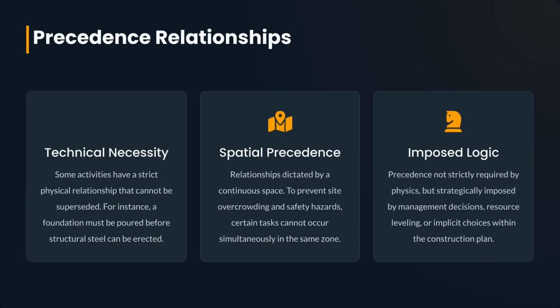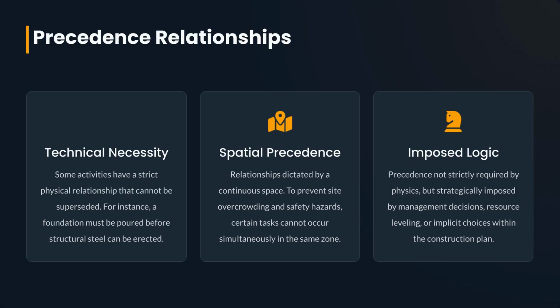So we have our tasks. Now we have to link them together. This is called establishing precedence relationships. Why does one thing happen before another? First, there's technical necessity, the laws of physics. You simply cannot erect the steel frame before the concrete foundation is poured and cured. Second, we have spatial precedence. Even if two tasks aren't physically linked, we might dictate that they happen sequentially to prevent overcrowding in a specific area, ensuring safety and efficiency.